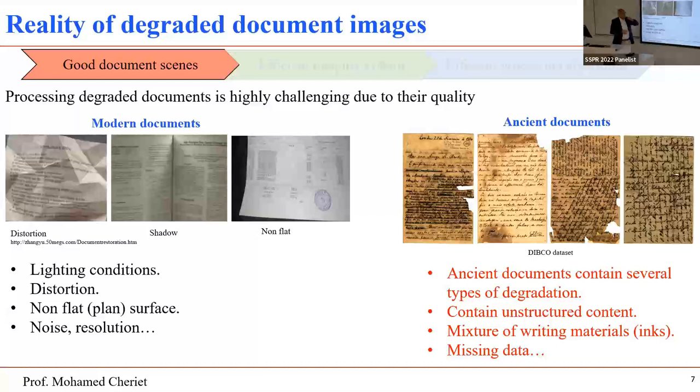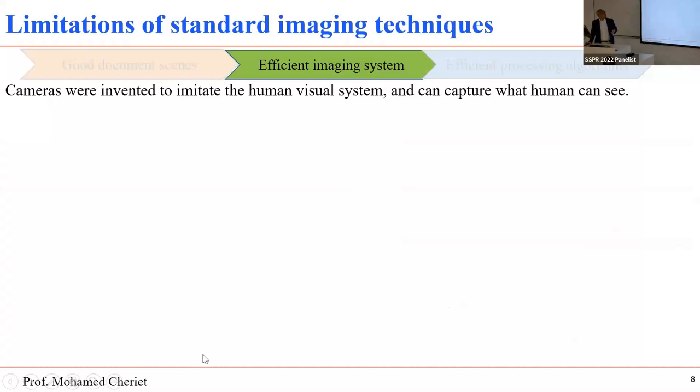Ancient documents contain several types of degradation and unstructured content. Also, you have a mixture of materials, mixing inks. You use many inks and you have missing data. With age, you lose the paper and so on and so forth. So how to deal with this? This is the idea.